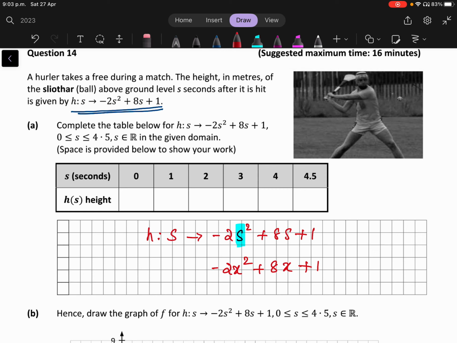Why do they do it? Just to confuse you, to see whether you have understood the concept. But we should understand these are one and the same. It's the same as what we have done. So there's no other hidden things in this.